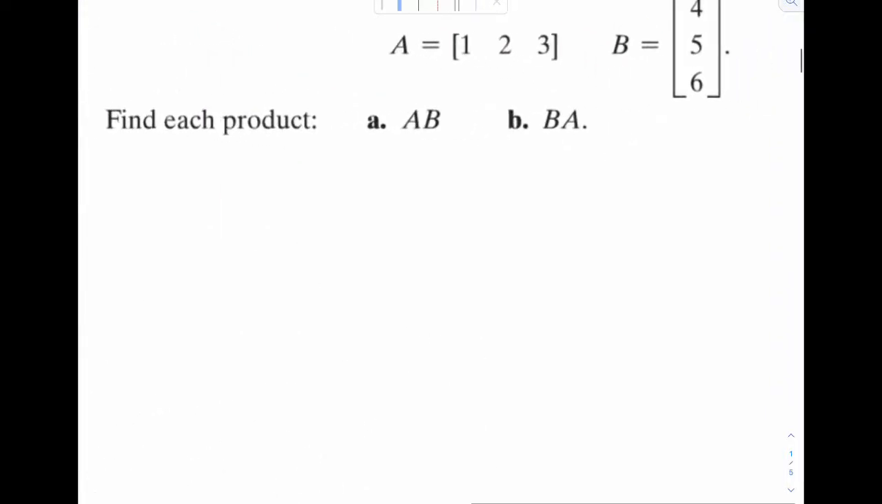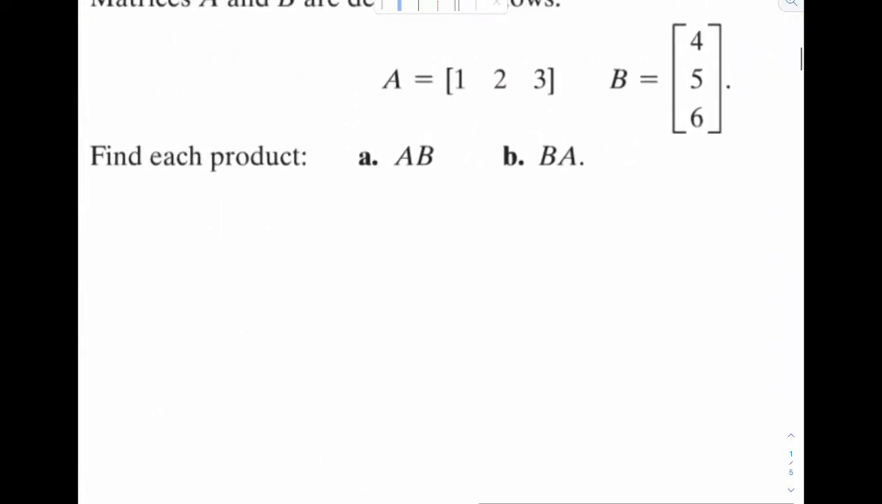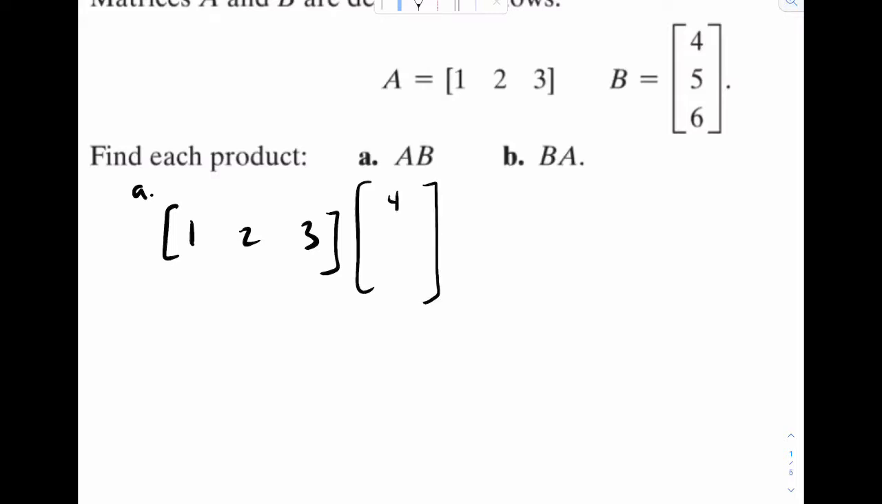Now let's go here. Find A, B. Okay, so this is going to get a little weird. It says A is 1, 2, 3, and then B is 4, 5, 6. So let's just do that same thing we did earlier.